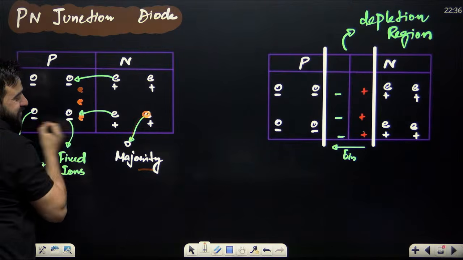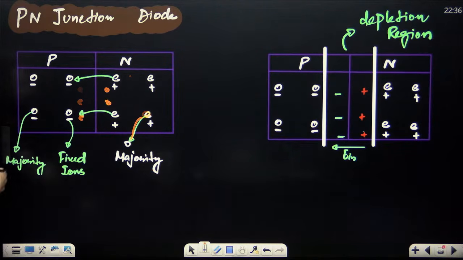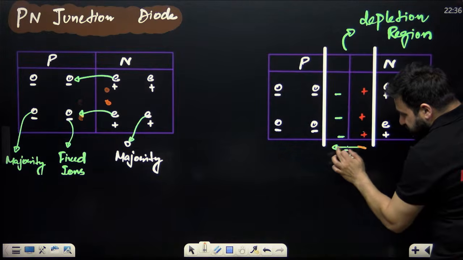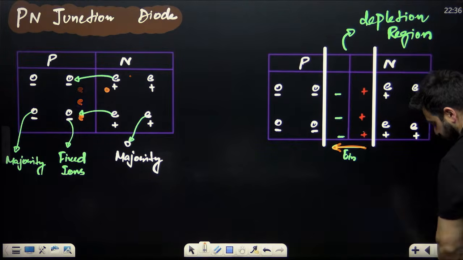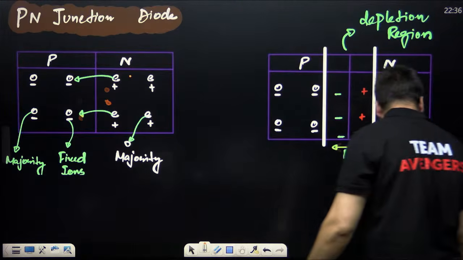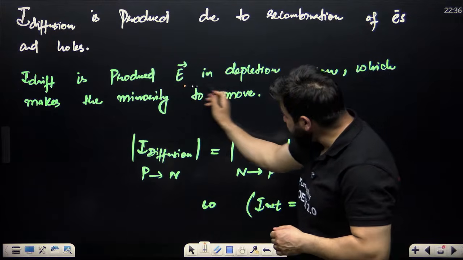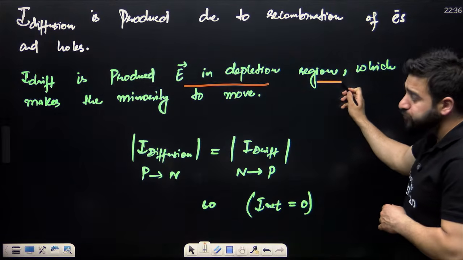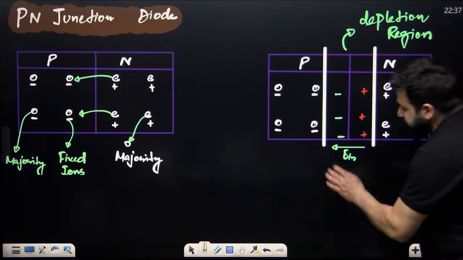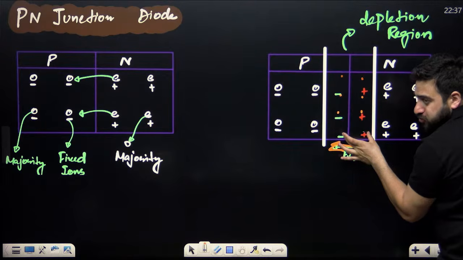And what is minority over here? Minority over here is holes. We have seen that. So my dear NEET aspirants, this electric field is set up in the depletion region. Diffusion current is produced when electrons and holes recombine. And I drift is produced due to the electric field in the depletion region, which makes the minority charge carriers move. So due to this electric field, minority charge carriers are also over here.